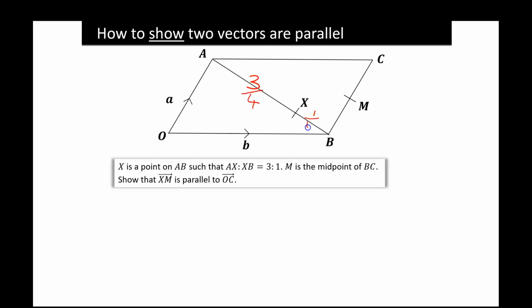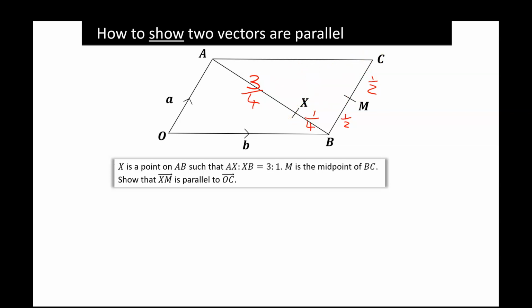3/4 and 1/4. M is a midpoint of BC. Okay, so we've got 1/2 and 1/2. Show that XM is parallel to OC. Okay, so we've got a line going from O to C and a line going from X to M. We've got to show they're parallel.